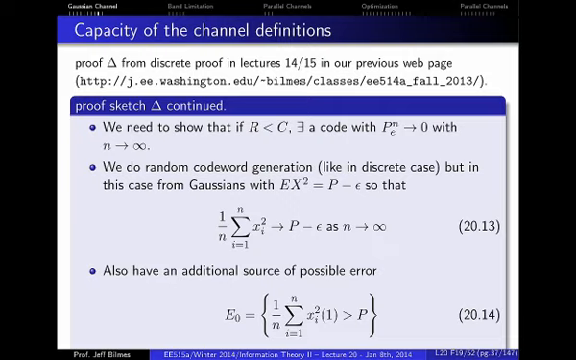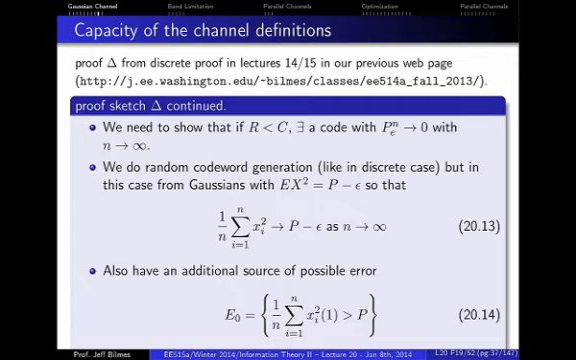So here's a couple of additional deltas. That version of the proof shows that we can achieve probability of error going to 0 if the rate is less than capacity. Here we basically need to show that if the rate is less than capacity, then there exists a code, which is the converse of the theorem. And again, we're just going to do the step that's different.